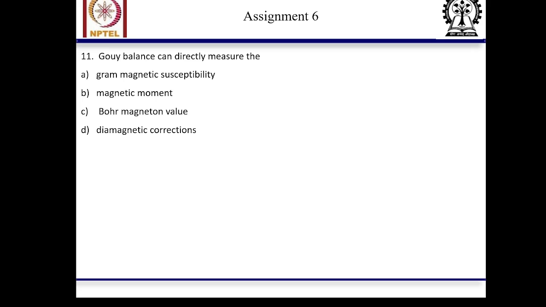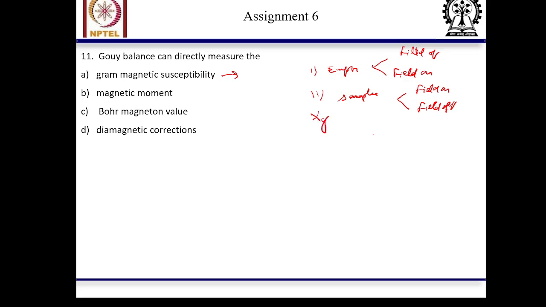So the Gouy balance is basically what we use to measure the gram susceptibility. How do we measure it directly? First we measure the empty tube weight, field on and field off. Second, we take the sample and here also we measure with field on and field off. Through the formula we first get chi, called the gram susceptibility, and if you multiply it with the molecular weight, you will get the molar susceptibility. If you multiply chi m with T, you get mu effective. So the correct answer is gram susceptibility. We can directly measure gram magnetic susceptibility, that is chi g.